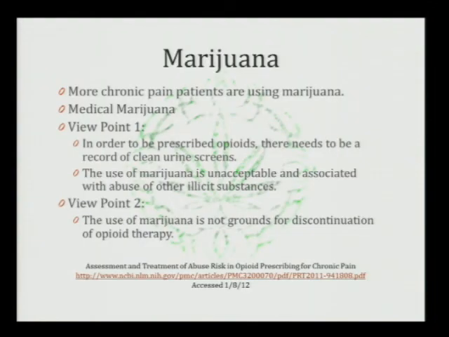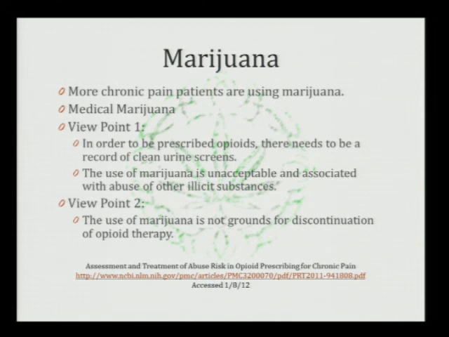Marijuana, I've heard speakers have various opinions on marijuana. A lot of marijuana is being smoked these days. The one viewpoint is that you have to be clean to get a prescription. The other is that it's not grounds for termination. In my office, I tell them that I'm going to retest them in 2 months, and if it's still positive, then I'm not going to be able to treat them.